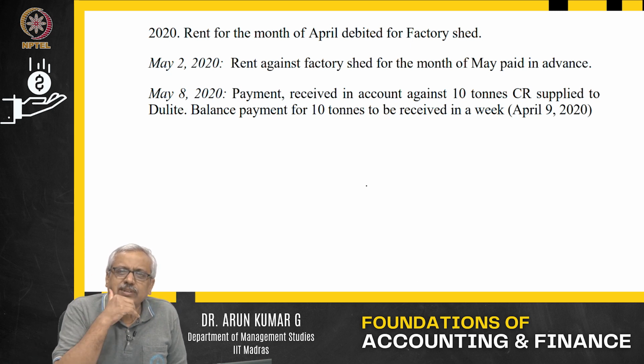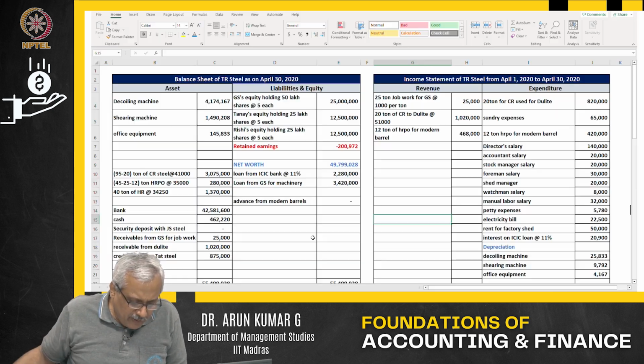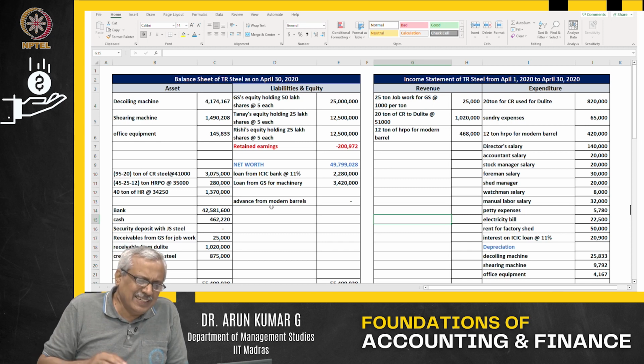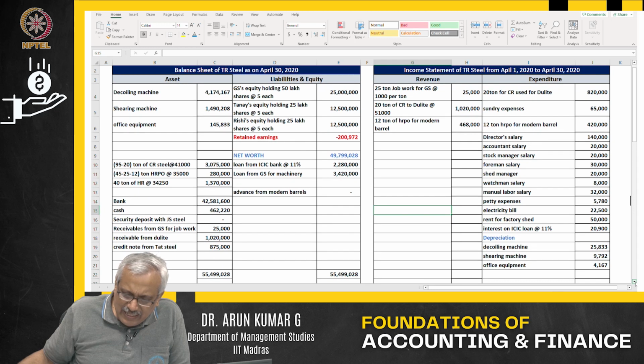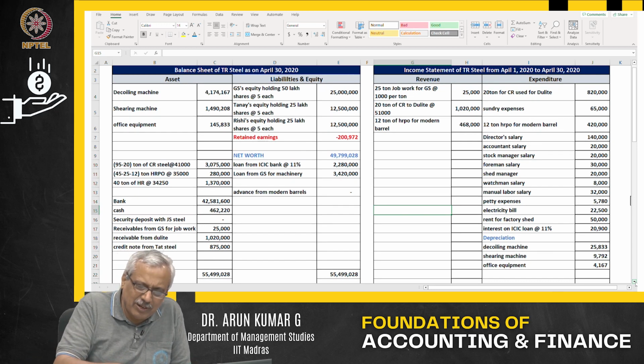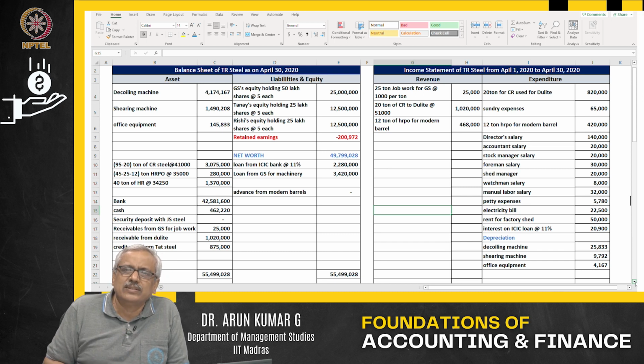Let us continue. Let us go to the month of May. How does it look like? Now, when we look at the balance sheet, the balance sheet that was there at the end of April, on the 30th of April, evening 5 p.m., that is at the end of the day, and there is the income statement from 1st of April to 30th of April.